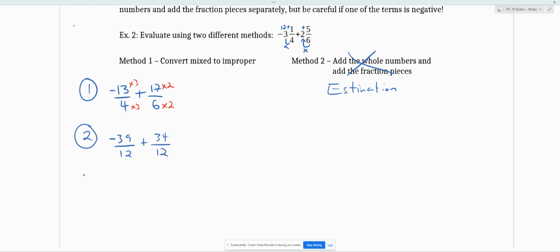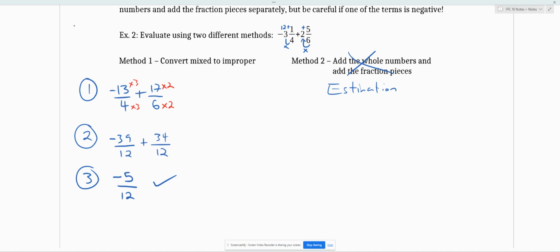I can combine these. So step 3, let's actually add these two numbers. I have negative 39 plus 34. I'm still going to be negative because I have more negative here. I'm going to end up with negative, it looks like 5. Okay, you can use your calculator to check these if you're unsure. And that, of course, is over 12. Keep the denominator the same. This requires no step 4. We are done, okay, because there is no improper fraction to convert to mixed.